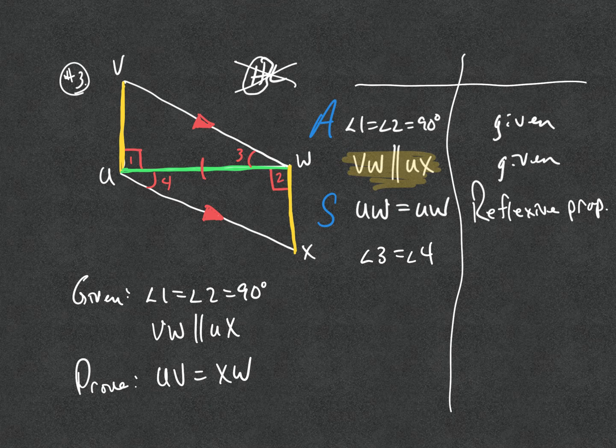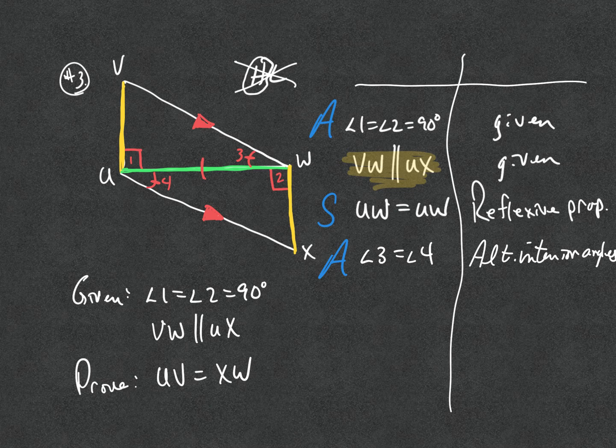Because angles 3 and 4 are alternate interior angles. So let me put some tick marks on 3 and 4. And what that gives you then, guys, is another A. All right, so what do we have there in the margin? 2 A's and an S. Is that one of your shortcuts?